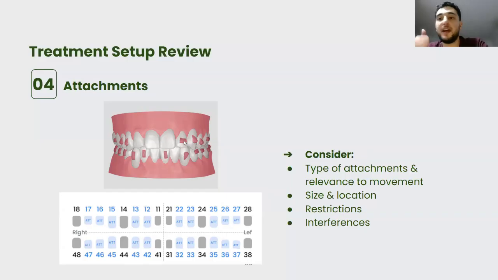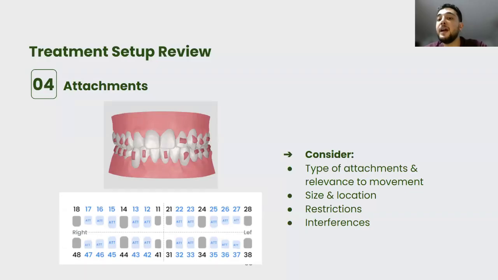For example, if I'm extruding the tooth, I'm going to go for the extrusive attachment. Also, if I'm rotating a tooth and, for example, I'm retracting it, I know rotation is more difficult, so I'm going to go for the rotational attachment. Also, when you have multiple movements happening throughout the treatment on a certain tooth, I pick the attachment based on the most difficult or unpredictable movement.